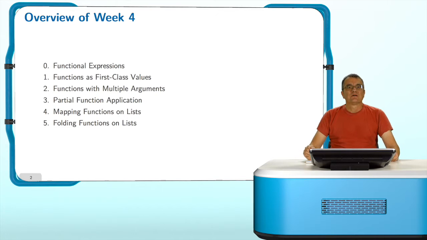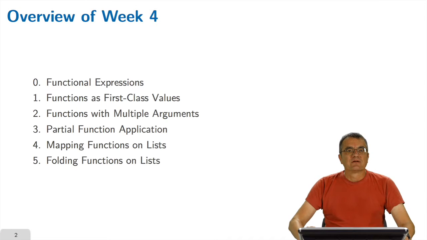As it turns out, functions are what is called first-class values in OCaml, which means they have precisely the same status as any other value that you can write down in OCaml. Then we will continue with functions with multiple arguments and related to that, so-called partial function application. And finally, we will look at some applications of higher order functions applied on lists, and we will look at mapping functions over lists and folding functions over lists.